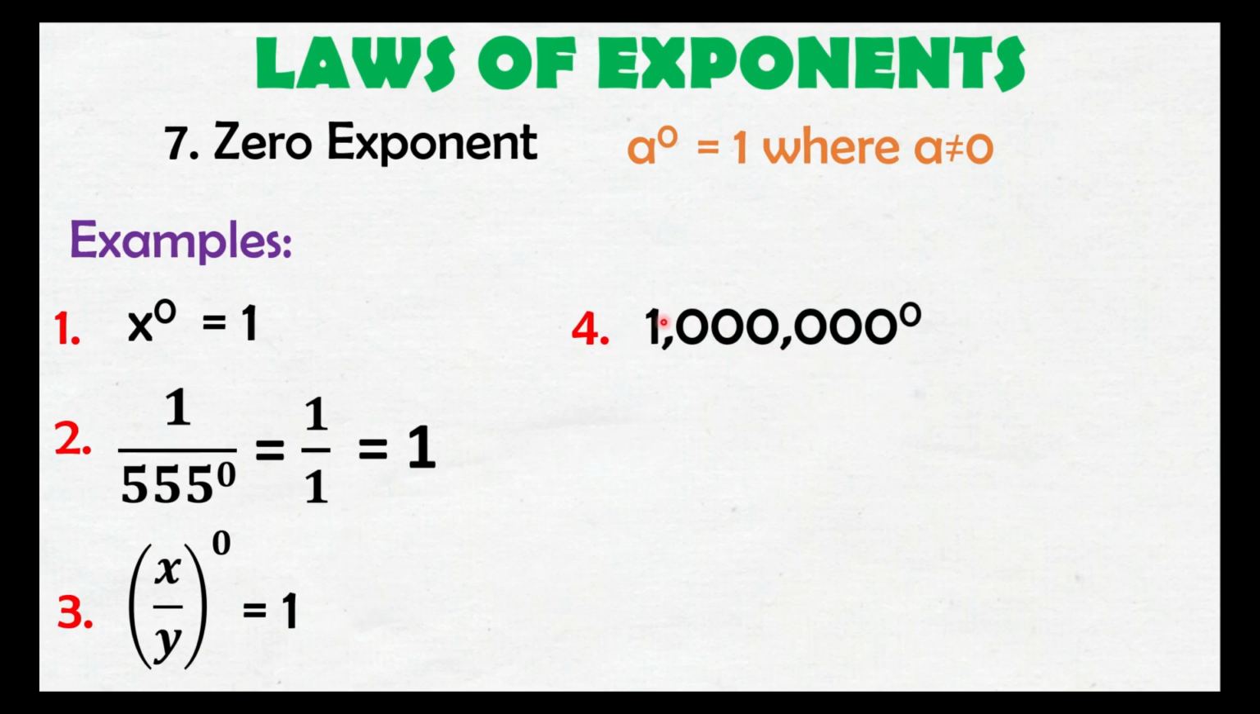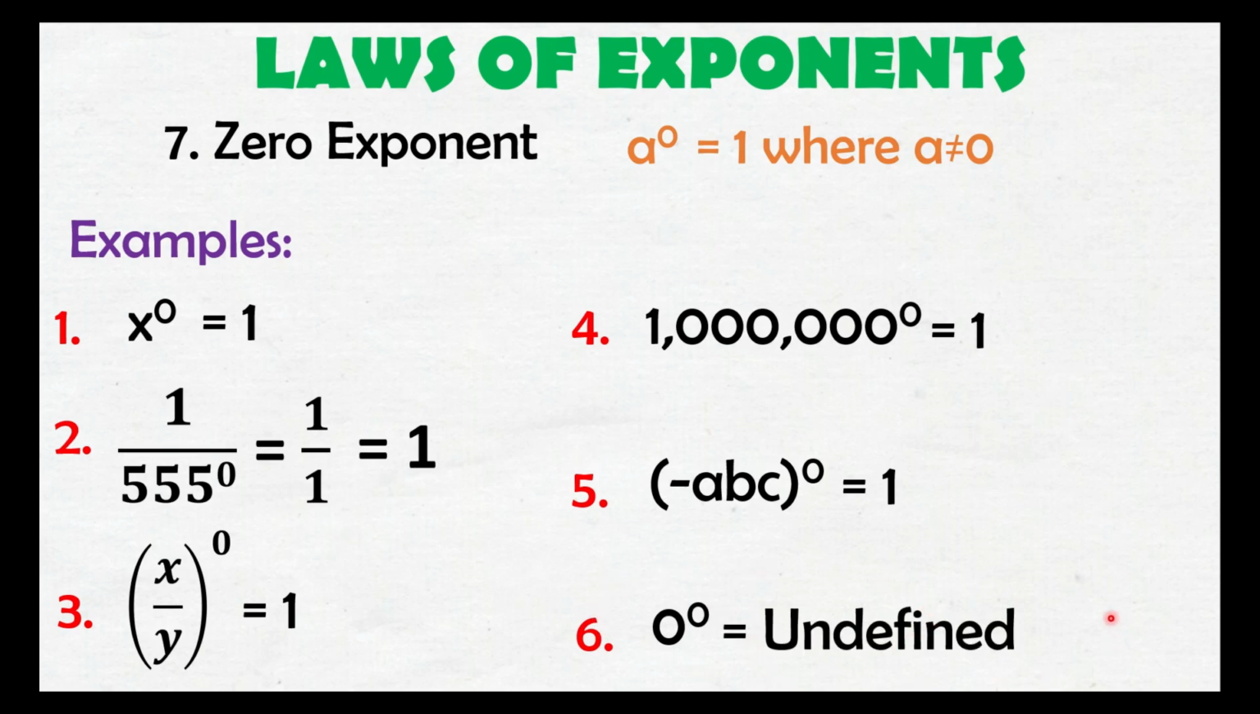Number 4, what if 1 million naman naka-raise sa 0? So, yung answer pa rin natin dyan ay 1 pa rin. Again, quantity negative ABC. So, lahat ng expression na ito or yung mga variables naka-raise sa 0. So, yung answer pa rin natin dito ay 1. Example number 6. So, ito yung base natin ay 0, naka-raise siya sa 0. Then, undefined ito. Okay? So, ito lang yung exemption. So, lahat ng numbers na naka-raise sa 0 ay equal to 1 maliban kung yung base natin ay 0.